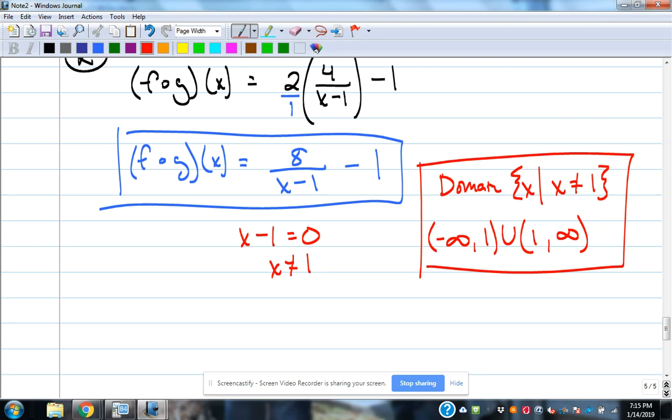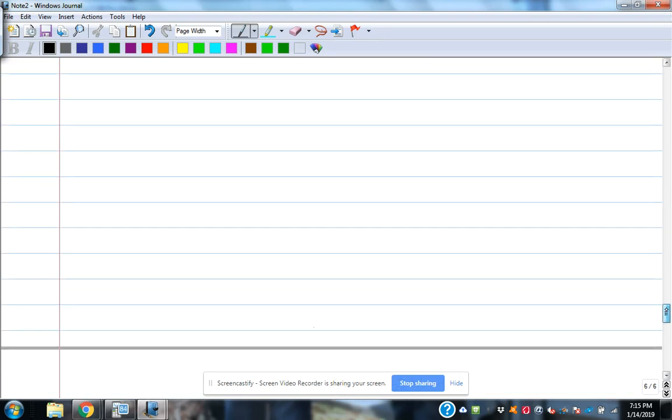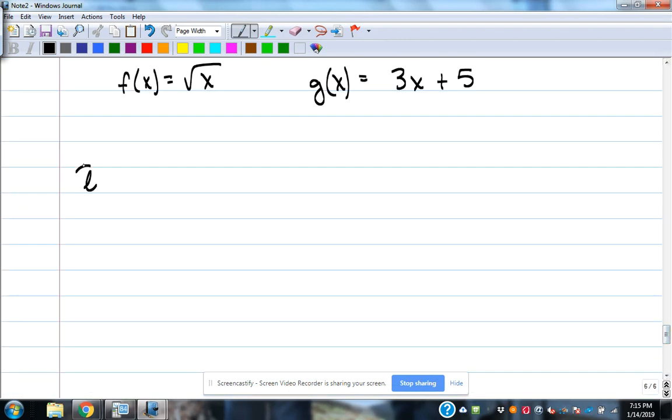All right, do another one. Get a different couple of functions here. F of x, let's call it square root of x. And then g of x, let's do 3x plus 5. Let's see here, what letter are we on? L. L, let's do f composed with g of x.